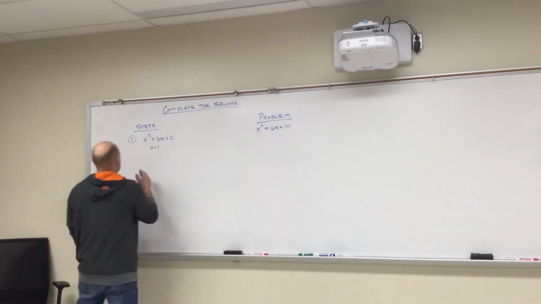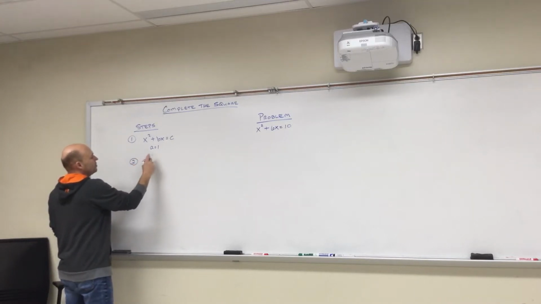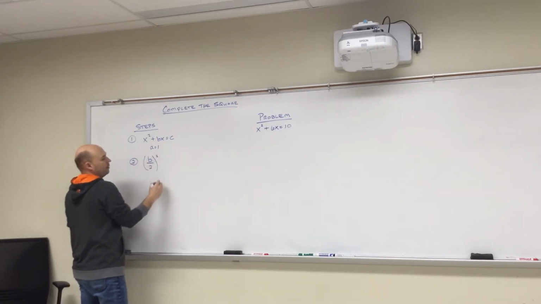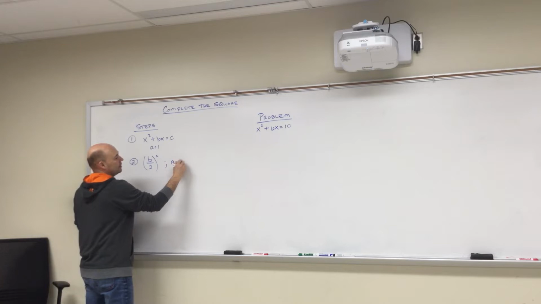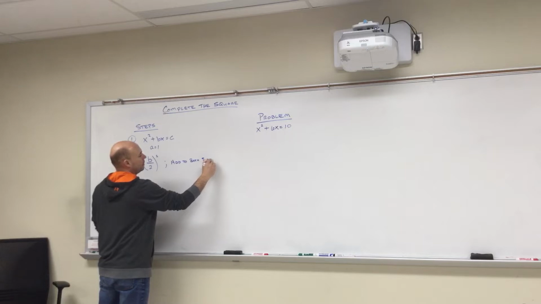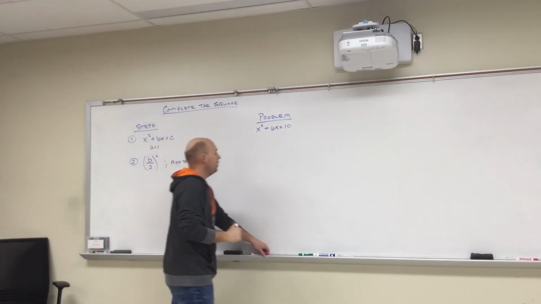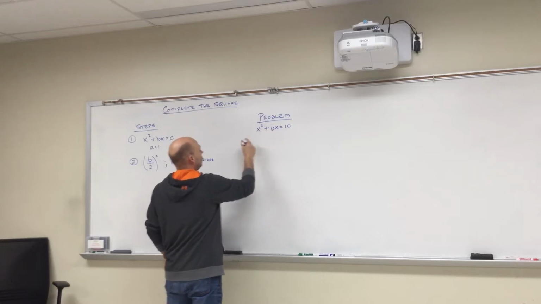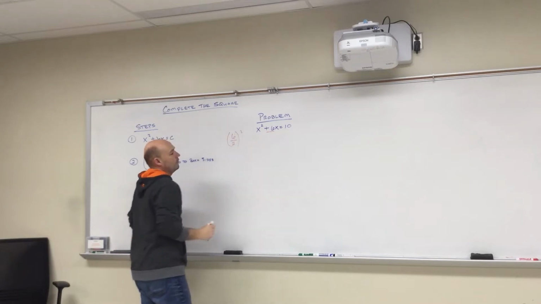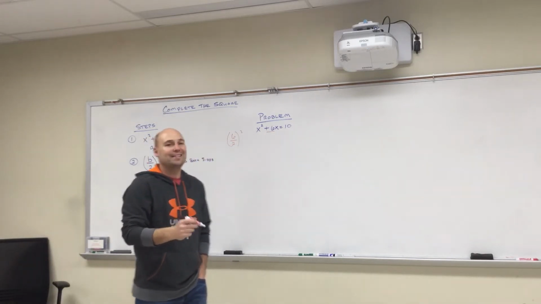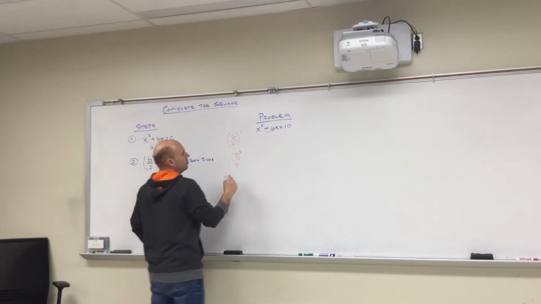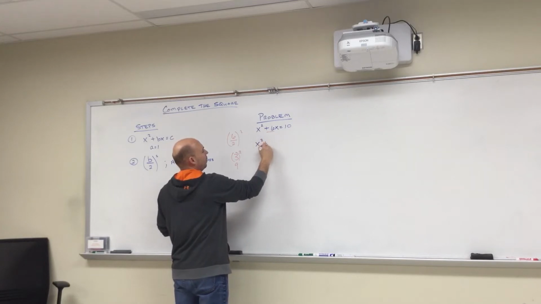Okay? Step 2, whatever your b value is, whatever your value beside x is, you're going to divide it by 2, and you're going to square it. Then you're going to add that to both sides. Okay? So we're going to take our b value. In our case, our b value is 6. So we're going to take 6, divide it by 2, and square it. Now make sure you add it to both sides. A lot of people forget to add it to the other side. So 6 divided by 2 is 3, and 3 squared is 9. So I'm going to add 9 to both sides of my problem.